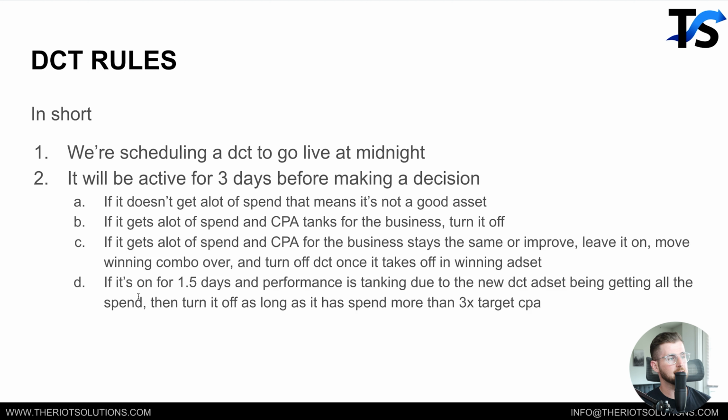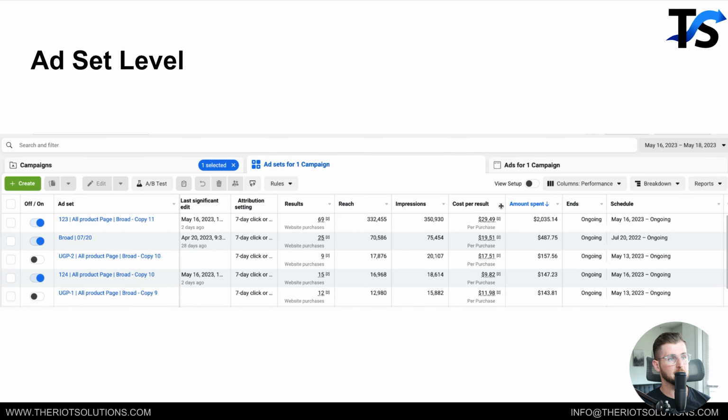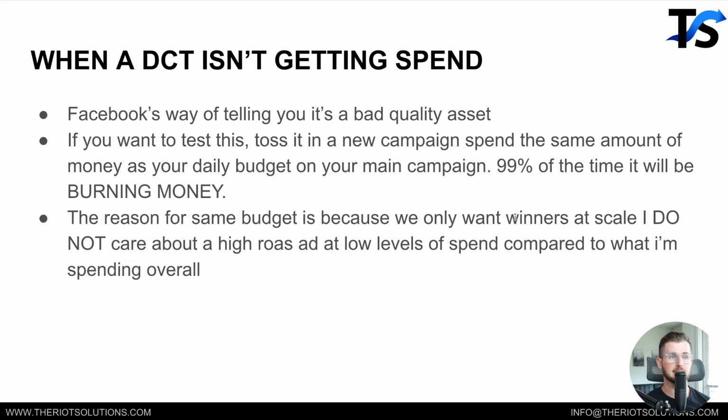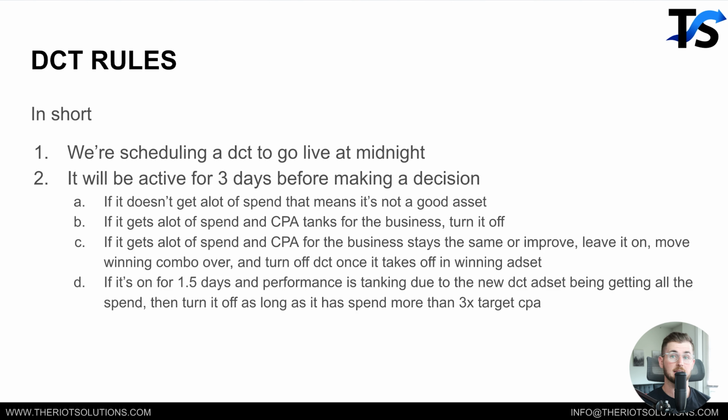Now, next one is if it's on for 1.5 days. Again, we're waiting for 3 days for all of these, but let's say, for example, it runs for about 36 hours and it's getting all the spend, but our overall target NCCPA just completely drops and it's not good at all. Then you basically just turn it off early, go for it. Again, just making sure that it's getting all the spend.